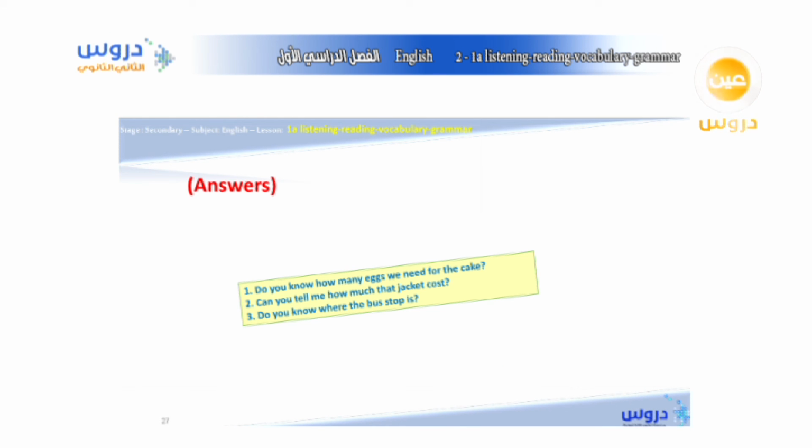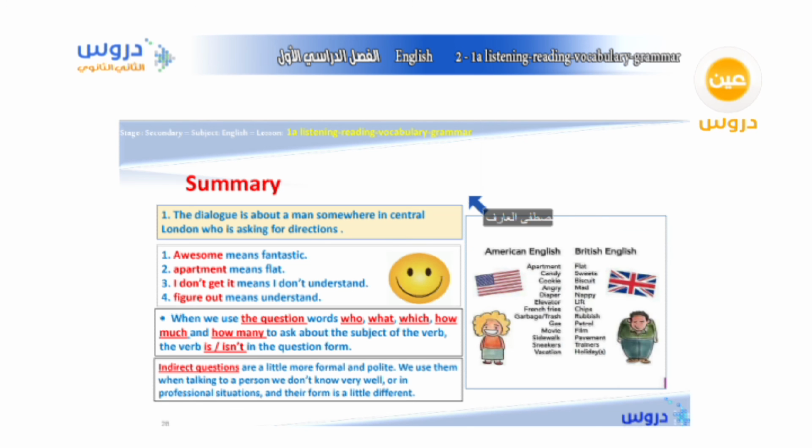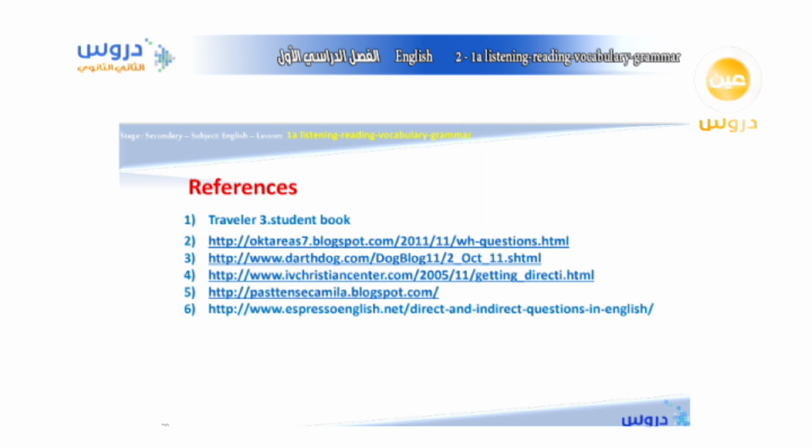That's right, these are our answers. So here is the summary. In the last minute here, we talked about a man asking for directions, and we had some words like awesome, fantastic, apartment, a flat, I don't get it, I don't understand it. Figure out means understand, and we talked about the question words, and these are American words and these are British words, and we talked about how American English is different from British English. Sorry, here are the references if you want to copy them.